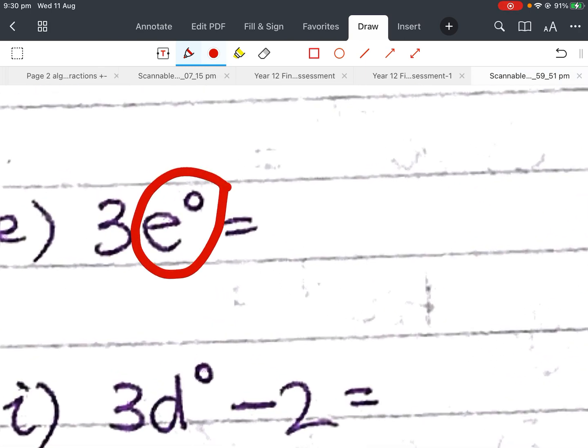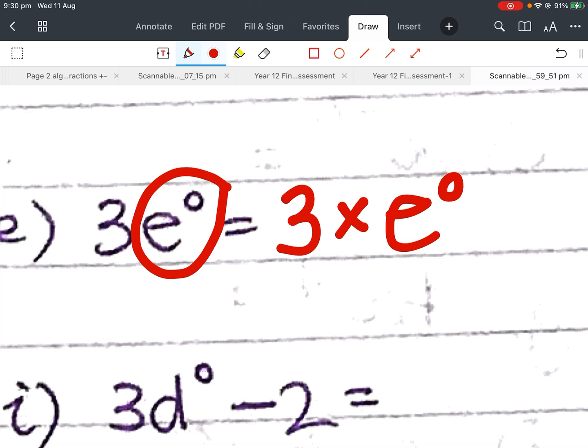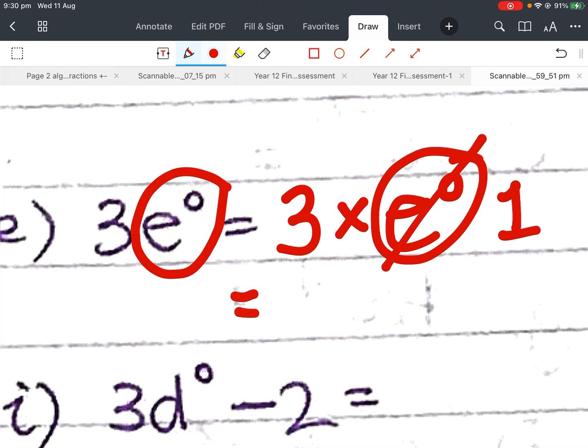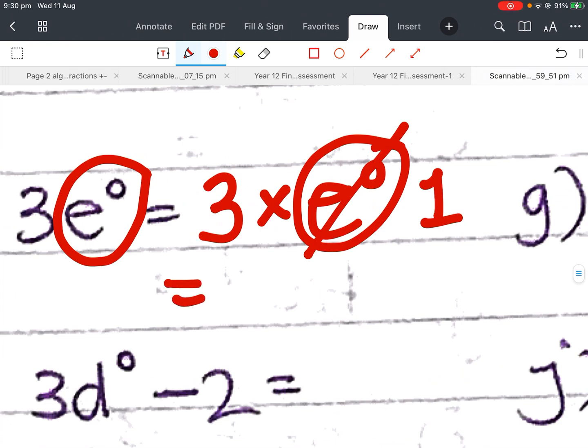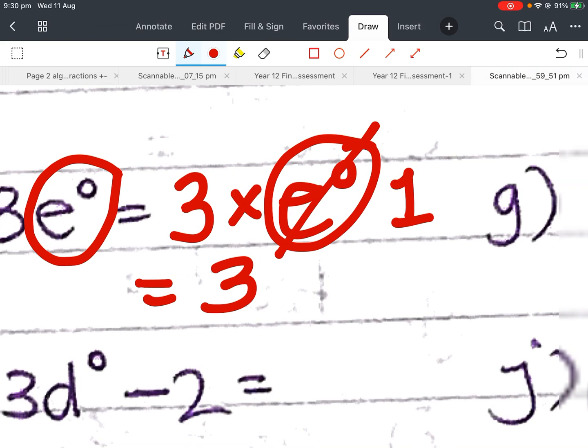This is the only bit that's actually to the power of 0. This actually means 3 times e to the power of 0. So that's the only part we make equal to 1. So if that's the only part we make equal to 1, oh, don't have enough room. What's 3 times 1? Hopefully you said 3.